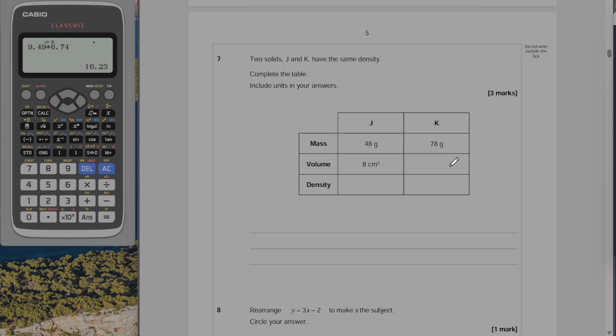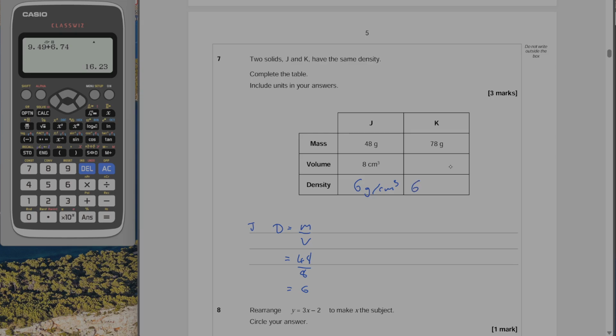Okay, question 7. Two solids J and K have the same density. Complete the table, including units in your answer. Right, so we're going to be using J to work out the density. K is going to have the same density, and then we're going to use that to work out the volume. So if we look at J first of all, density is equal to mass divided by volume. That's going to be 48 divided by 8, which is going to be 6. So 6, and the unit would be grams per centimetre cubed. I know that because I'm dividing a value of grams by a value of centimetres cubed.